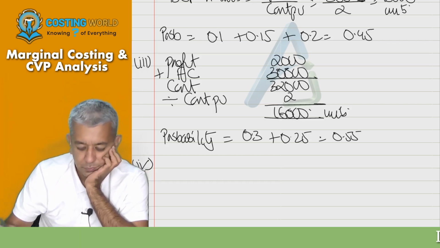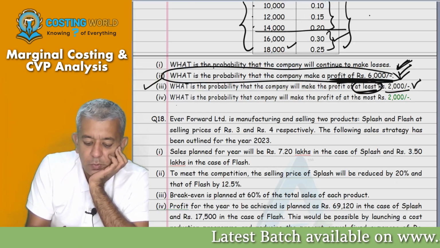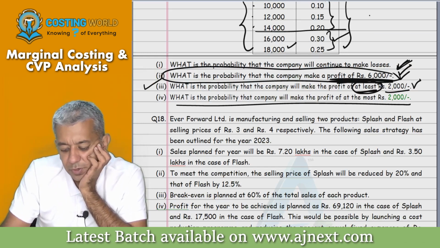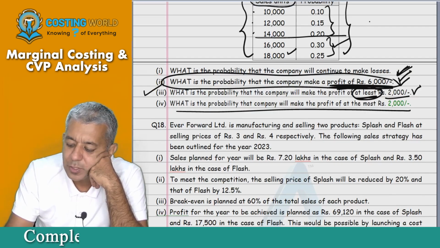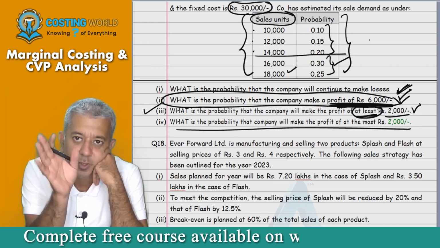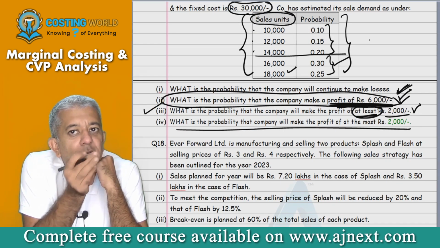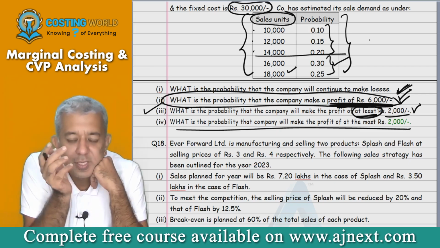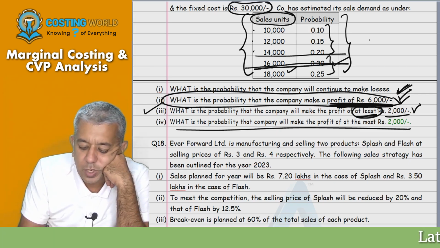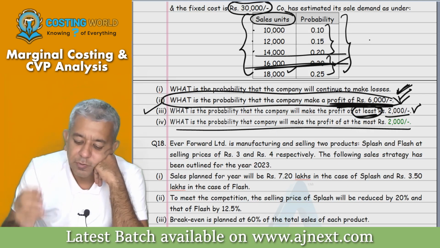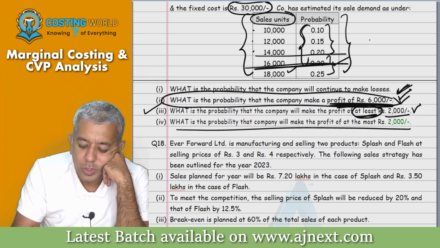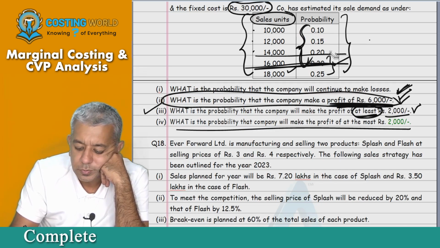Further, what is the probability that company will make a profit of at most 2? Now nothing is to be computed. Can you say at most means 2,000 should be the max profit, no? So therefore you should be selling 16,000 units or anything lower than that, no? Yes. So therefore answer will be total of all these particular things. Is that all okay? Yes.